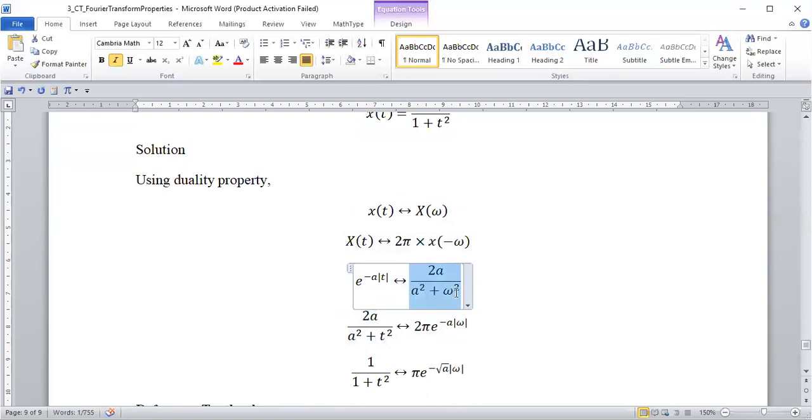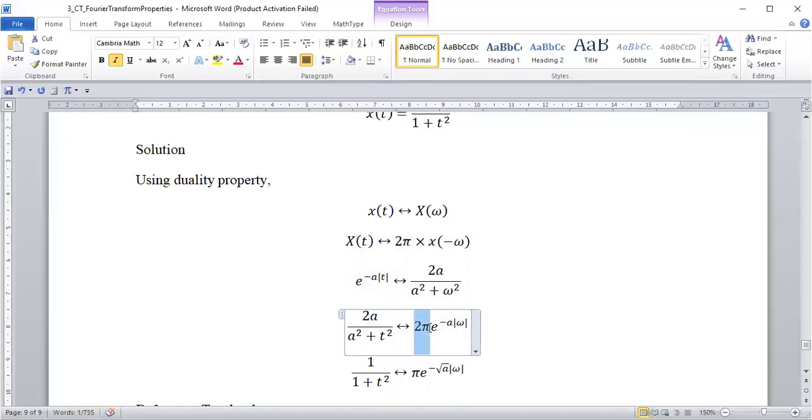So this signal here is the same thing as this signal here. It's just that in place of the omega, you're replacing it with t. So we know that if you have this signal, this is the Fourier transform. So using the duality property, if you have this signal, with t instead of omega now, we know that this is the Fourier transform. It's just 2 pi. We got the 2 pi here.